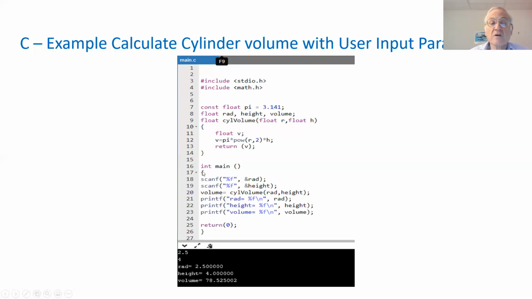So the main program starts with the bracket, and then we put the scanf function. And what we'll be scanning is the floating point, %f, okay? The percent sign with f means that we will be defining the parameters that we'll put on a terminal as rad, and then the second one will be floating height, and then we'll define volume as cylinderVolume.